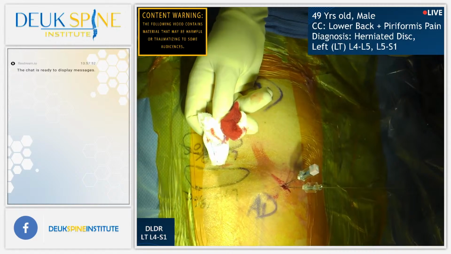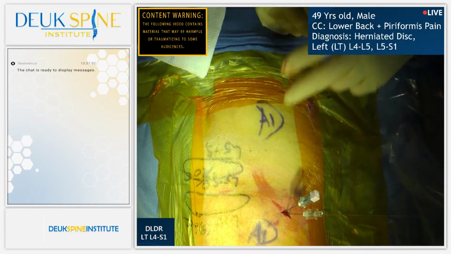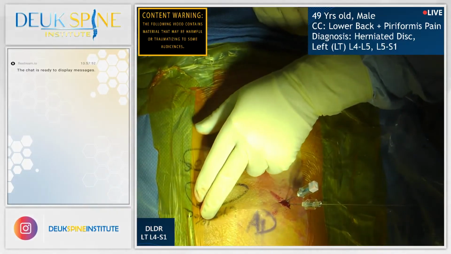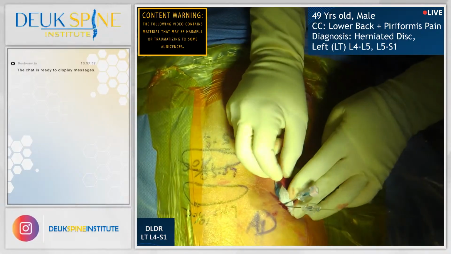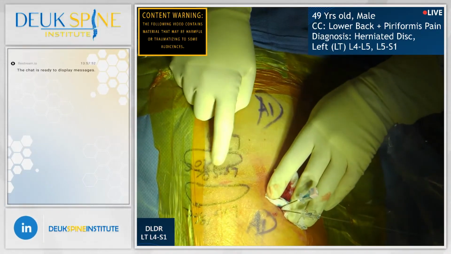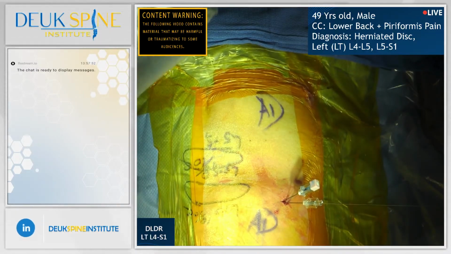Okay, this is all the blood we've lost for the entire surgery. We've already done our discogram. We know that he's got 10 out of 10 pain, concordant at L4-5, which we knew based on the MRI. It looked pretty bad. And then L5-S1 is an 8 out of 10 concordant. So we're going to go ahead and get started with the laser surgery.